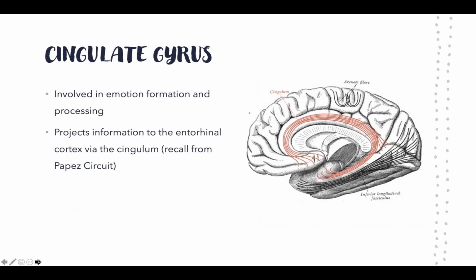Now we've got our cingulate gyrus. So remember in our Papez circuit, when the hippocampal formation goes all the way up the fornix, into our mammillary bodies, and then up into our cingulate gyrus. And this is what is important in emotion formation. So it forms emotions and processes them. And then once it's done that, it can project the information back to the hippocampal formation, so to the entorhinal cortex, via the cingulum. So the cingulum is just a white matter tract.